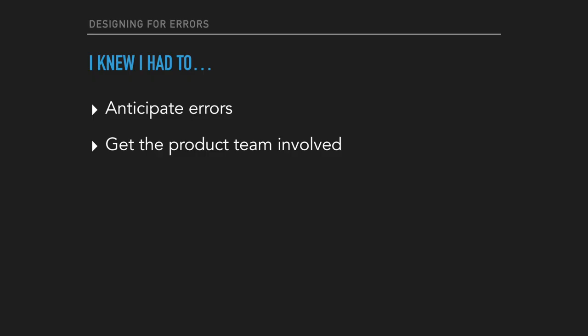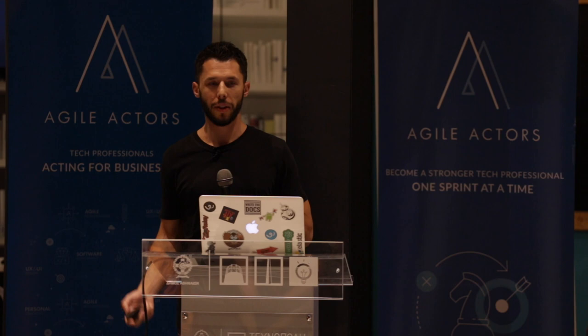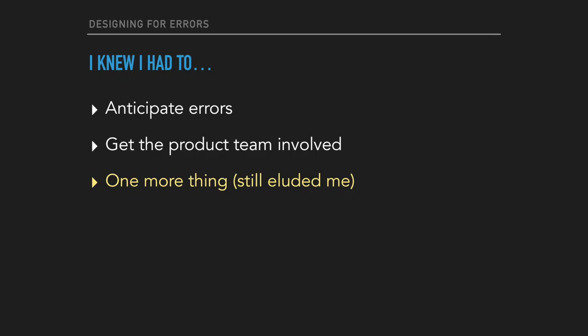As a young engineer, I knew I had to anticipate errors. I had to get the product team involved, because at the end you have to show something to the user. The product team should be made aware that certain things can fail. And there's one more thing that still eluded me back then.